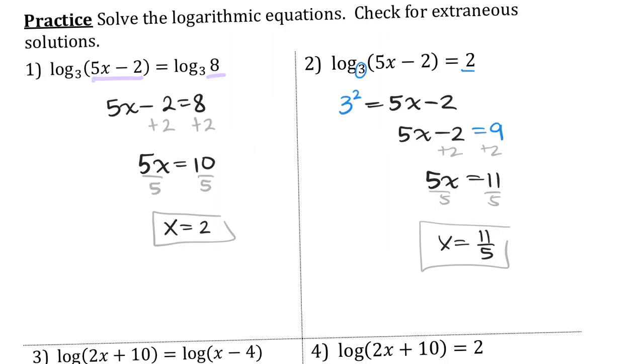Okay, here's my work for the first 2. I did check in my head that it's going to make a positive argument for this one. I don't know what 11 over 5 is. It's 2 point something, but if I do 5 times 2, it's 10 minus 2. That's positive 8. It's going to be a positive.